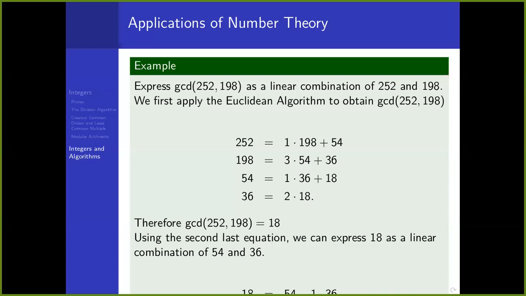So just follow the steps for the Euclidean algorithm. You repeatedly apply the division algorithm at each stage until you get a 0 remainder. Then the GCD is the last non-zero remainder. Yes, the last non-zero remainder is 18.